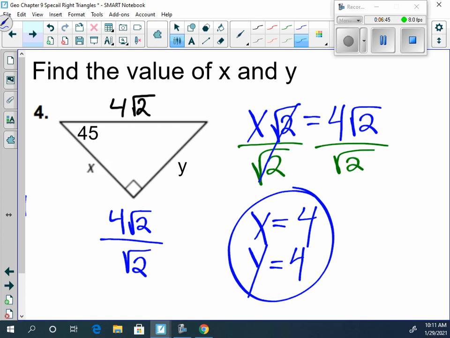Wait a minute. If it's 4 square root of 2, well, we know it should have the square root of 2, so x and y are 4. So if it already has the square root of 2, it's a little bit easier to work with. But again, anytime we're given the hypotenuse on a 45, 45, 90, we just divide it by the square root of 2 and simplify. Questions on this here?